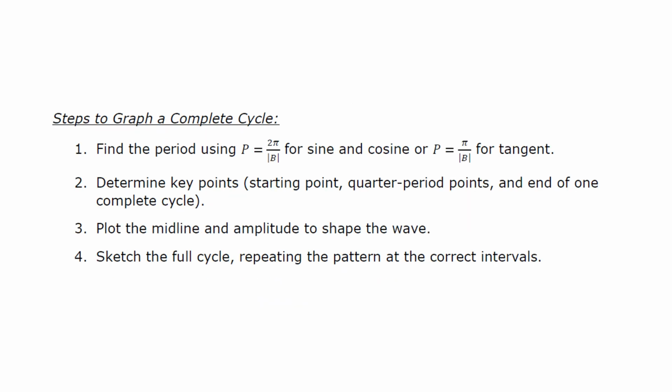So here are 4 steps to graph a complete cycle. You'll first find the period using 2 pi over the absolute value of b for sine and cosine, and then for tangent, you'll utilize pi over the absolute value of b. Then you'll determine key points. So that's going to be the starting point, the quarter period points, and the end of one complete cycle. Again, continuing the pattern that is known for each of these trigonometric functions. Then you'll plot the midline and amplitude to shape the wave, and then sketch the full cycle, repeating the pattern at the correct intervals. Okay?